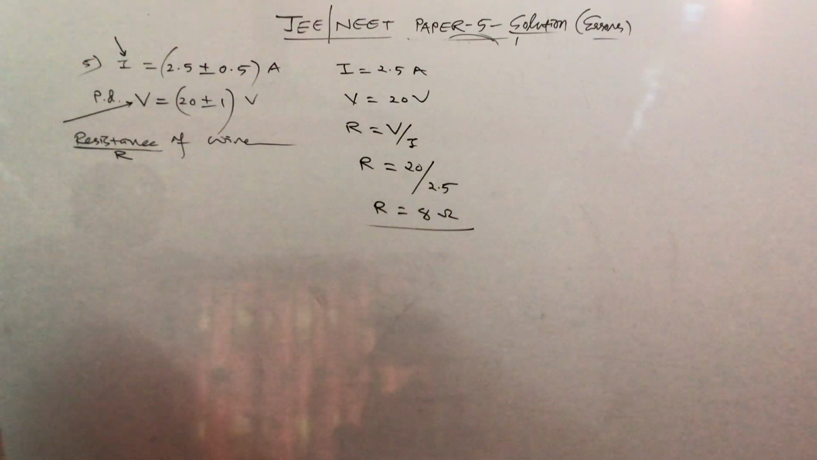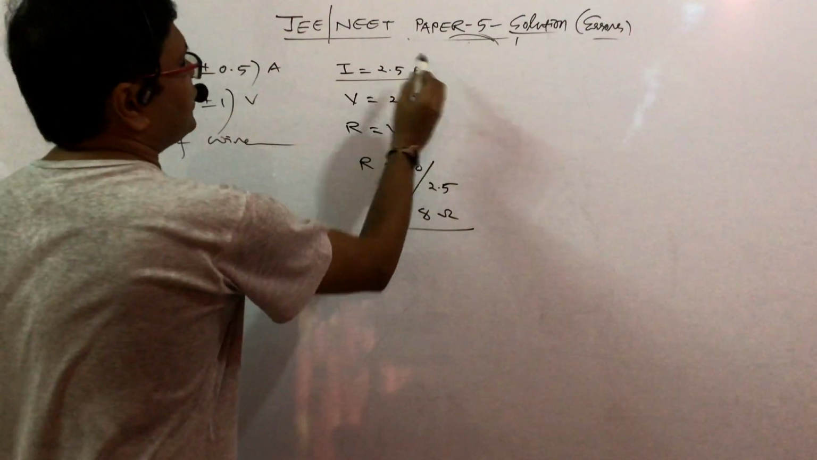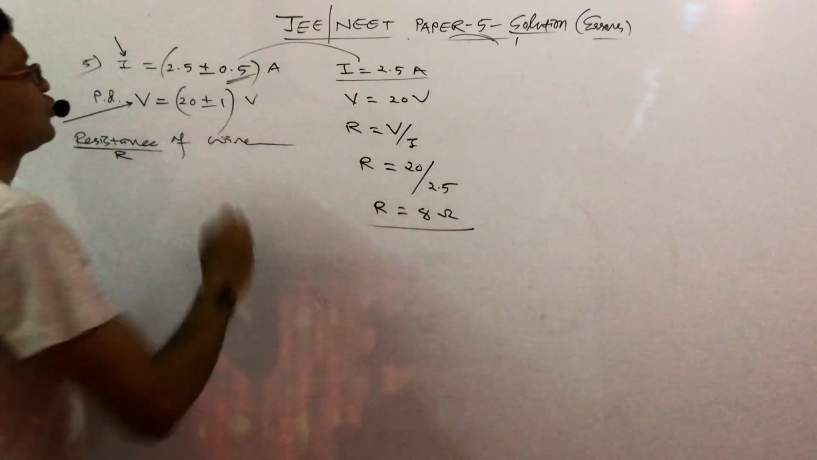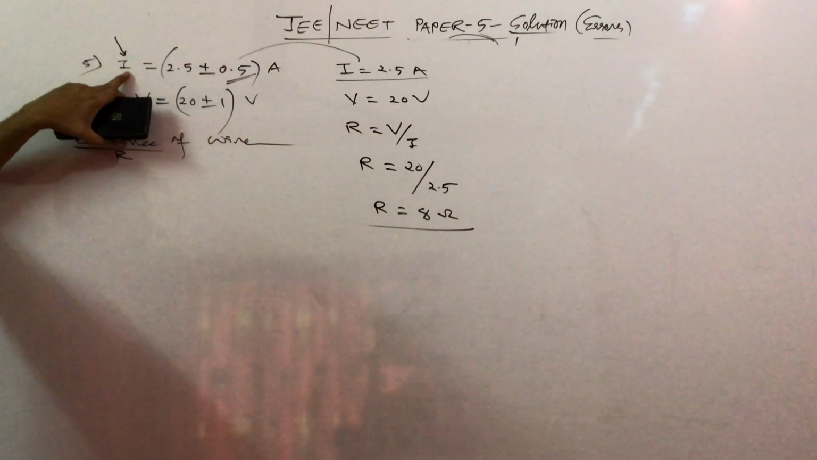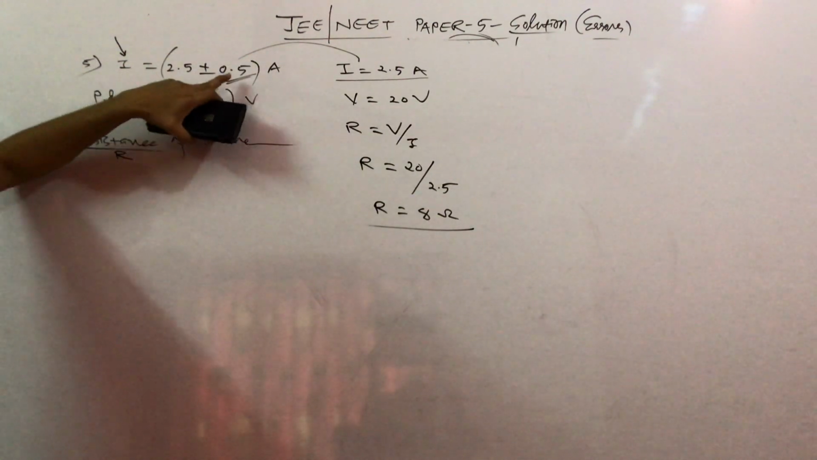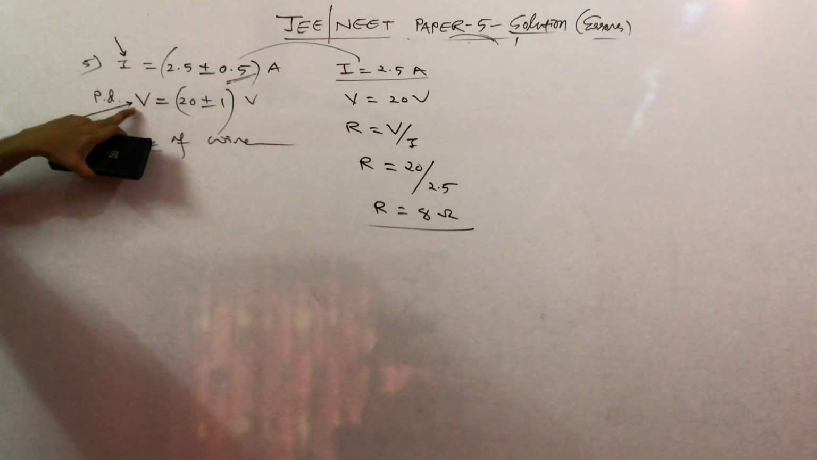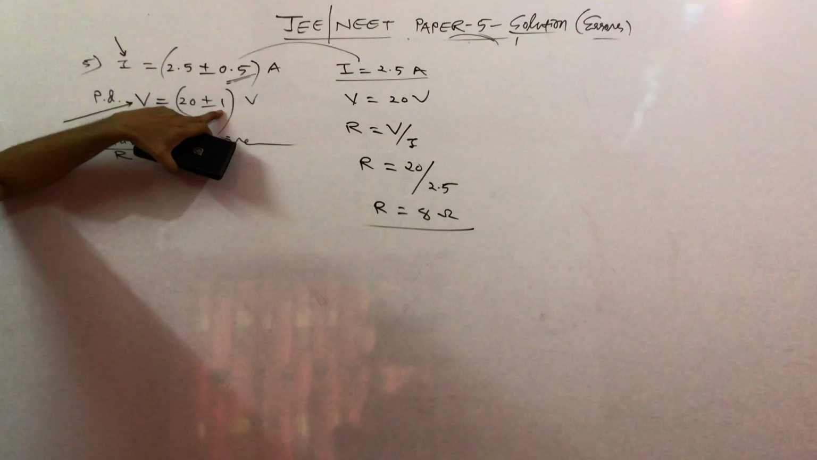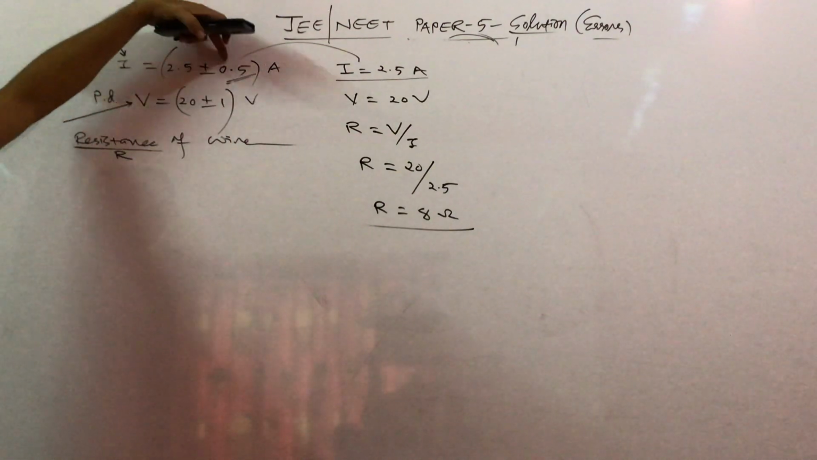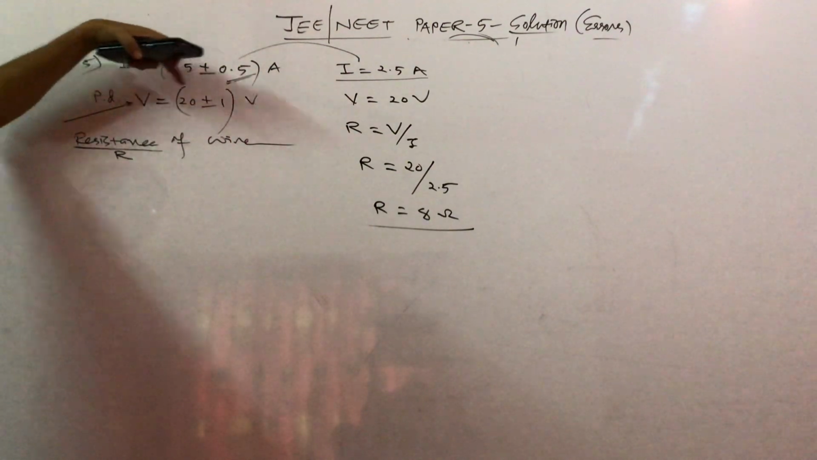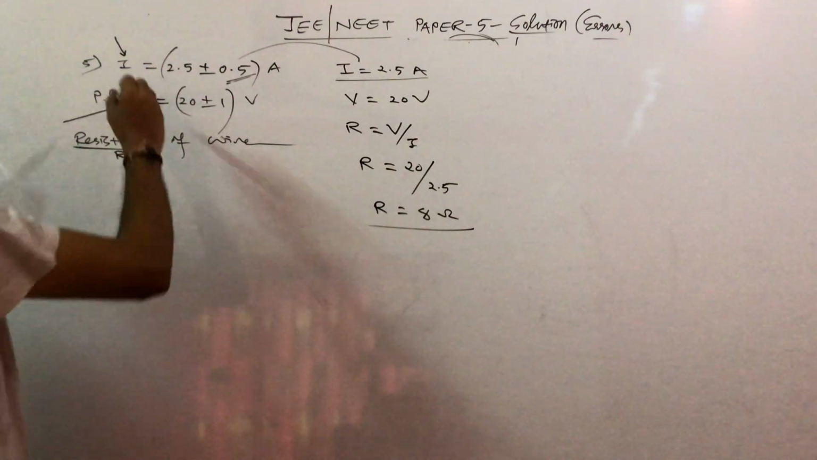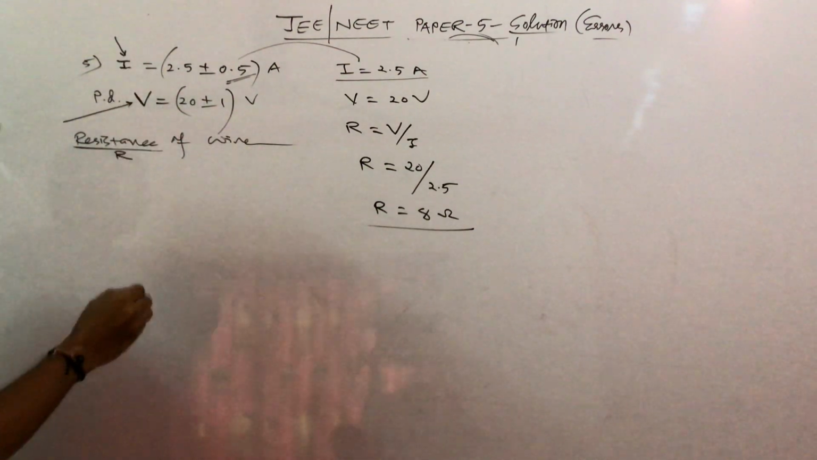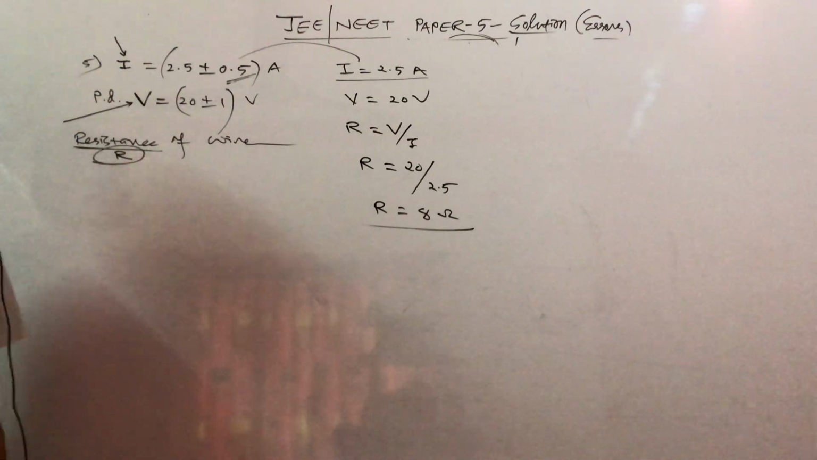But friends, you can see the value of current given, 2.5 ampere, has some error. So current is not a pure quantity, it has an error of 0.5 ampere. Similarly, potential is not exactly 20 but also has a plus or minus 1 volt error. So if there is error in current and error in potential, obviously there is some error in resistance.